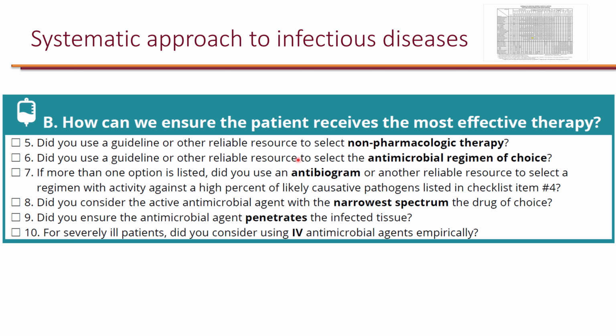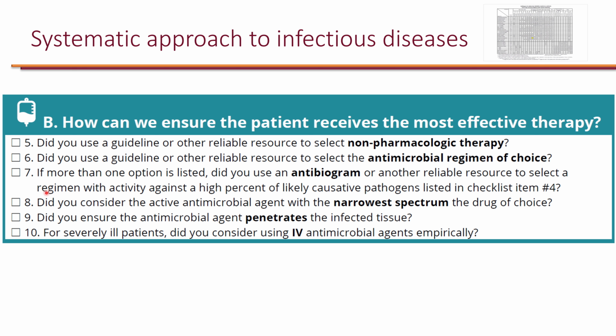Then we consider reliable resources to select the antimicrobial regimen of choice. In general, for most infections, we have first-line therapy and alternative therapy. When the patient can get first-line therapy, that would be the best approach. Occasionally, the patient may not be able to get first-line therapy for various reasons that we will discuss, and that's when we can go to alternative therapy.